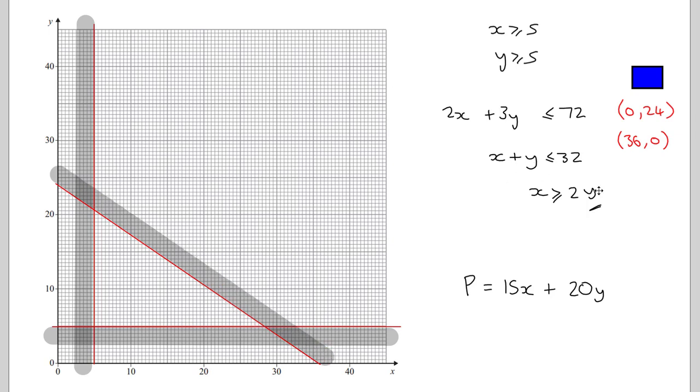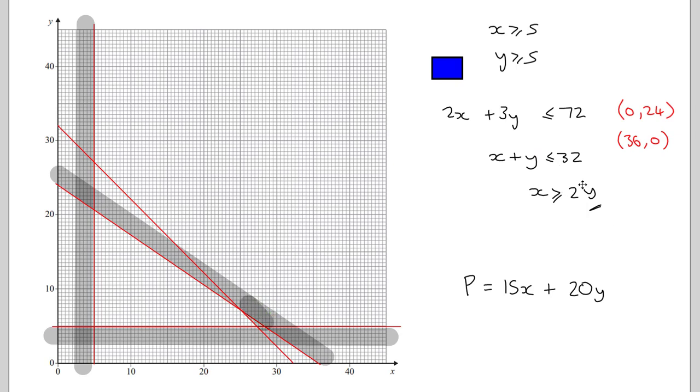Next up, I've got x plus y equals 32. When x is 0, y is 32. When y is 0, x is 32. And again, I'm told I want the region below this line, so there's only a small amount of the region that I need to shade out here.